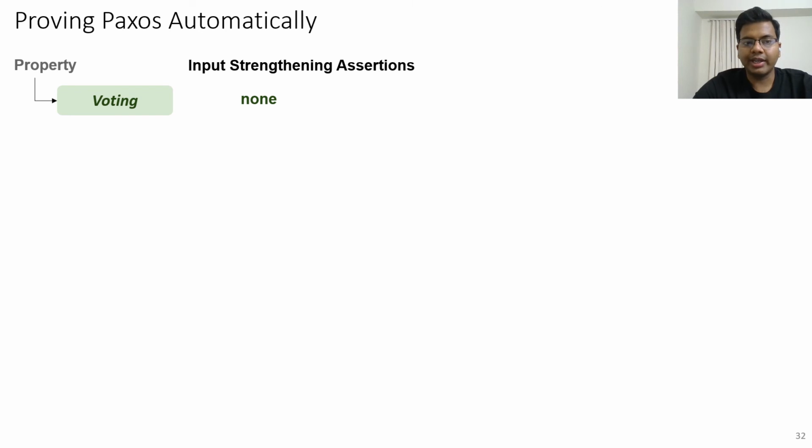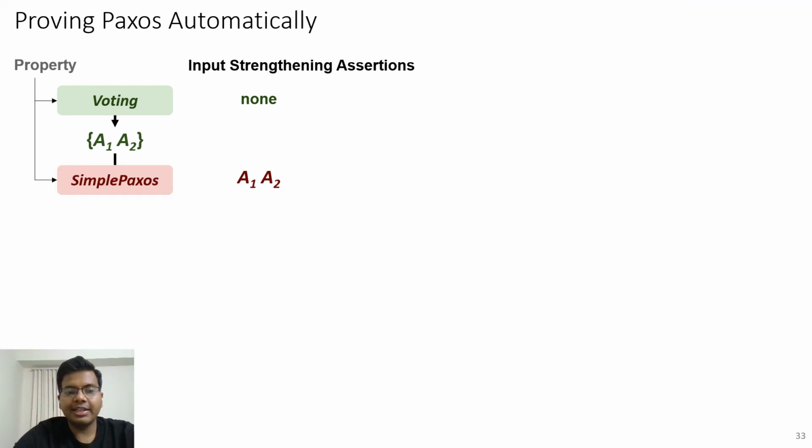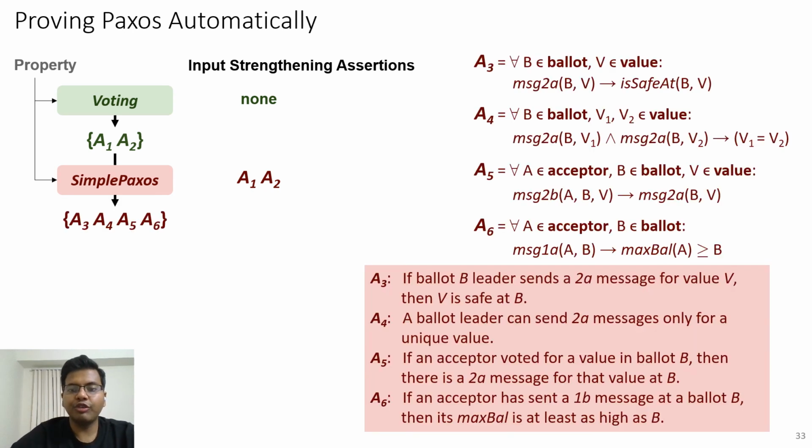So starting with voting and without any input strengthening assertions, IC3PO automatically proves voting and generates an inductive proof with two strengthening assertions as shown here, along with their English descriptions. It then passes these two assertions A1 and A2 from voting to simple Paxos to prove the second level and automatically generate 4 more additional assertions A3 to A6. And we can repeat this process.